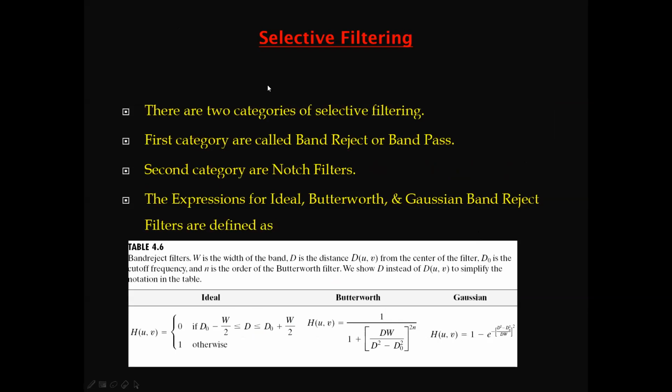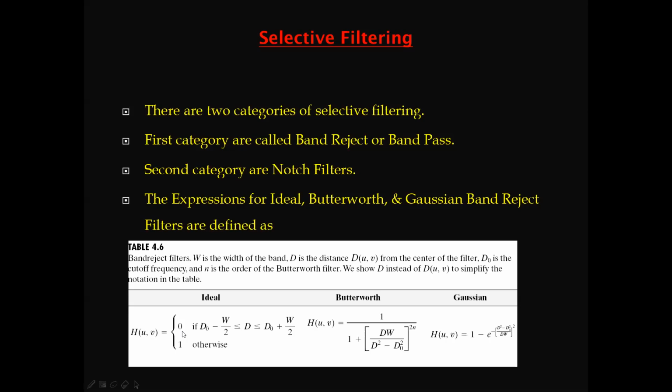Similarly, selective filtering. There are different types of selective filters, mainly two categories. We can say selective filters will be band pass filters and band reject filters, that is the first category. The second category will be the notch filter. So the expressions for the ideal, Butterworth and Gaussian band reject filters are given; these are the ideal band reject filters.